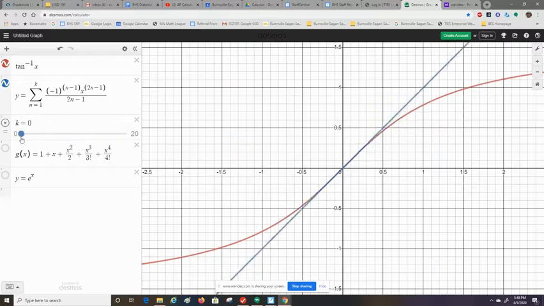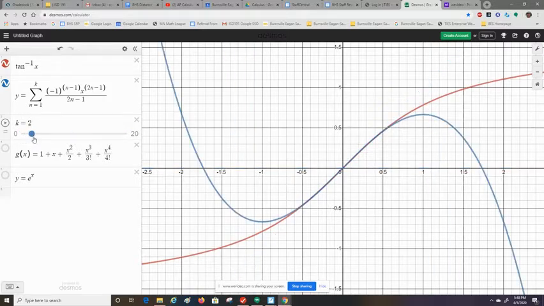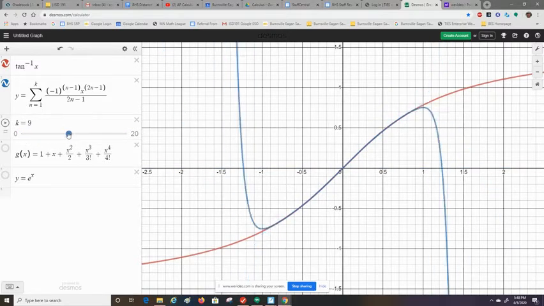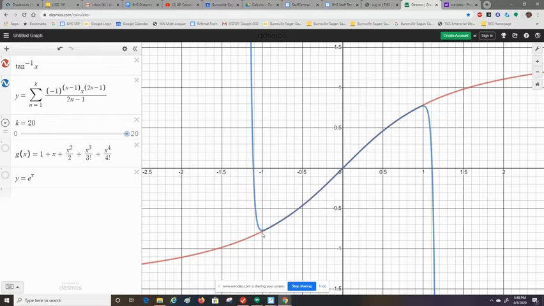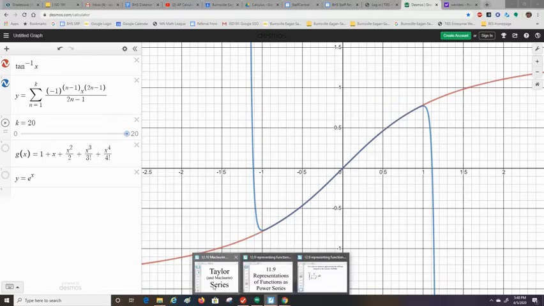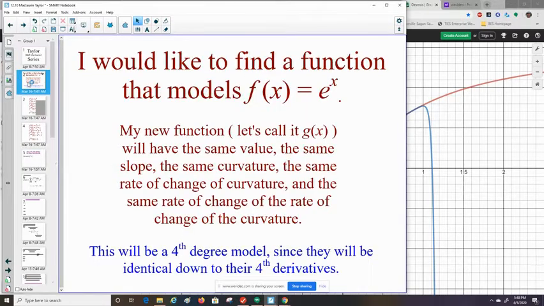I'll go through this again, starting with the 0 degree and going fairly quickly. You can see those flip-flopping on the sides, and it's getting better and better, but only to a certain point. Visually, it looks like it's from -1 to 1. So that's what we're going to be doing, except with a different function. We are going to be taking a look at the function e to the x.